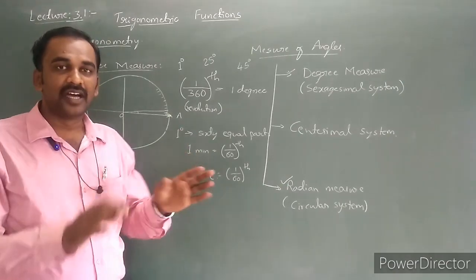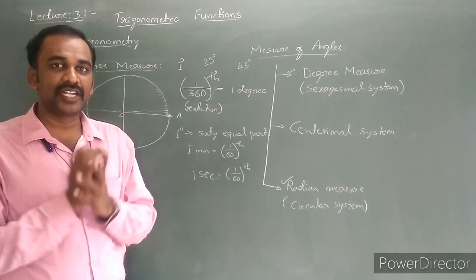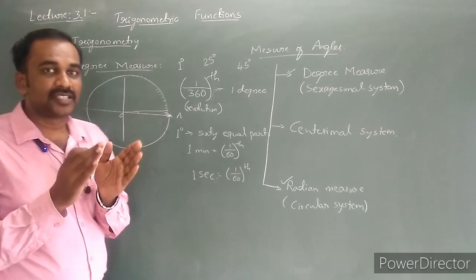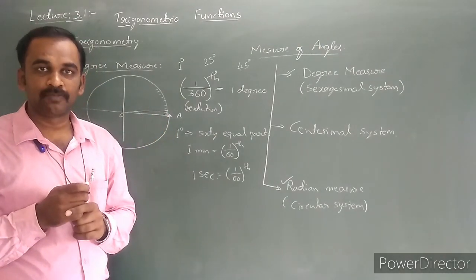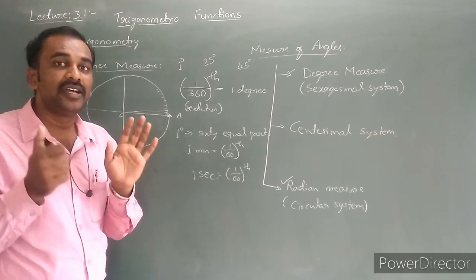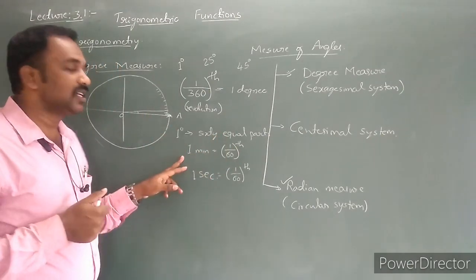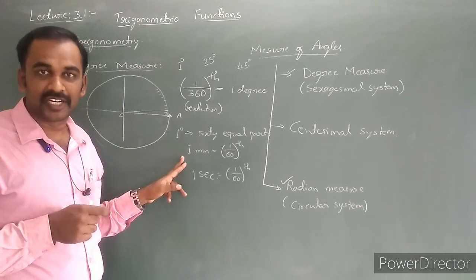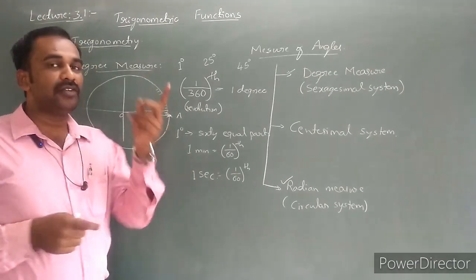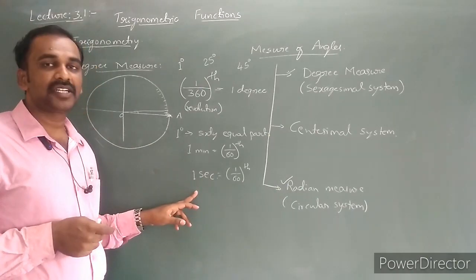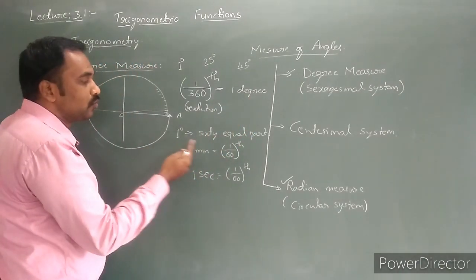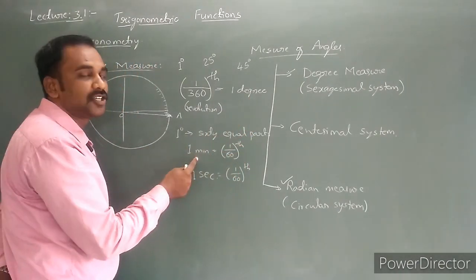Now, you can get the idea by referring to a watch. If you compare it with a watch, you will get the idea very easily. One complete rotation is divided into 360 equal parts, and 1 part is the 1 degree. 1 degree is again divided into 60 equal parts, and 1 part is said to be 1 minute, like 60 minutes in 1 hour. Again, 1 minute is divided into 60 equal parts, and 1 part is said to be 1 second. That means 1 divided by 360th revolution is 1 degree, and 1 divided by 60th of a degree is said to be 1 minute.